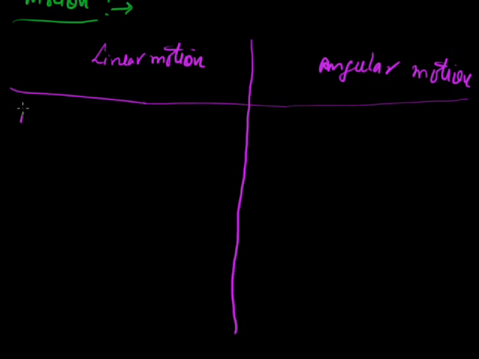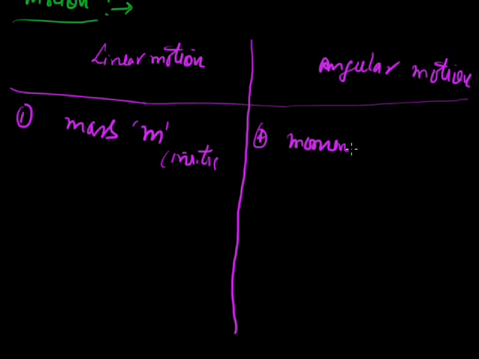Now the first quantity is the role of mass in linear motion, inertia. The same role in angular motion is played by moment of inertia. Here is mass, denoted by m, also known as inertia. Here moment of inertia, denoted by I, is m r square.